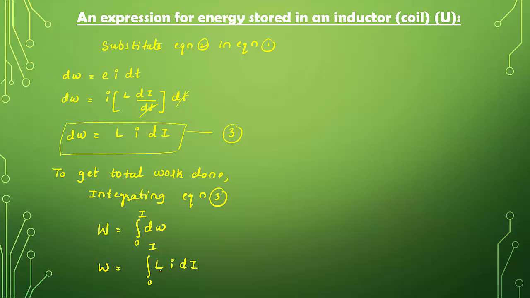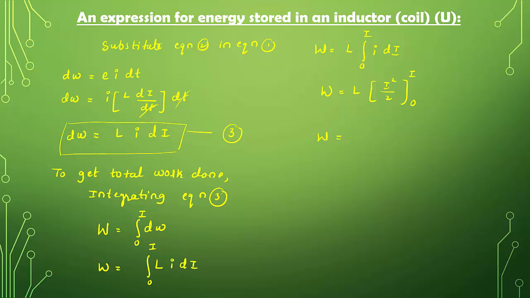Now let us solve this equation to get the total work done. Here I am going to write W equal to L, the self-inductance or coefficient of self-induction, which is a constant. We cannot integrate it, so let us take it outside. The remaining is I into di from the limit 0 to I. This can be written as L into the integration of I into di, which gives I square divided by 2 from the limit 0 to I. For the integration of x raised to n, that is x raised to n plus 1 divided by n plus 1, we use that formula here.